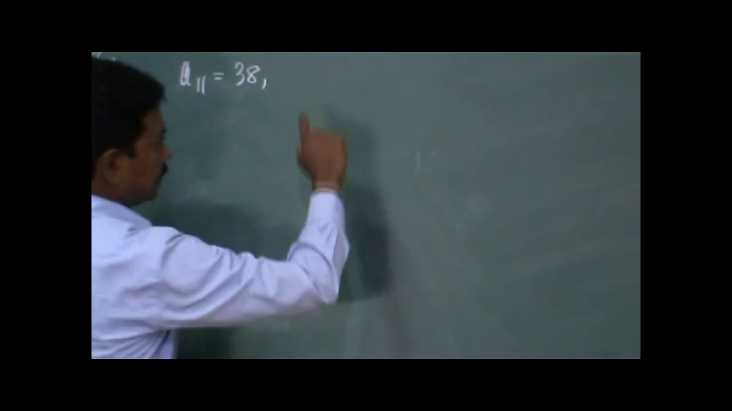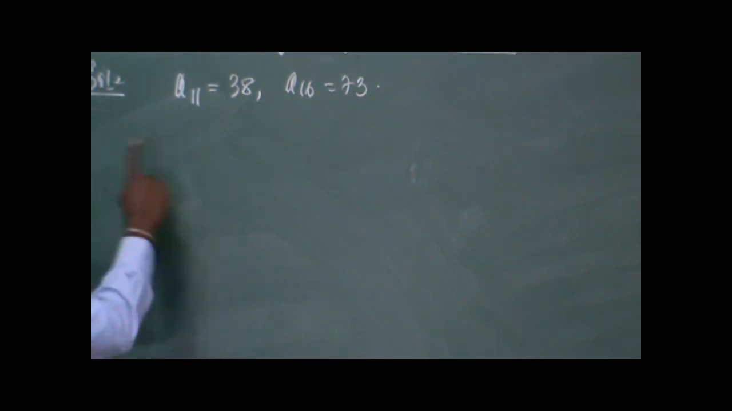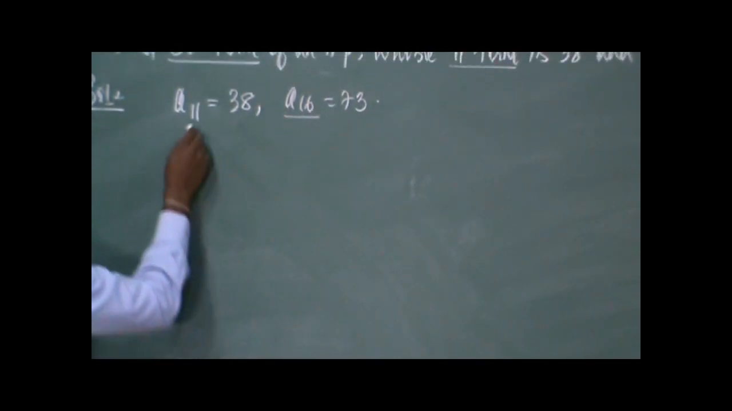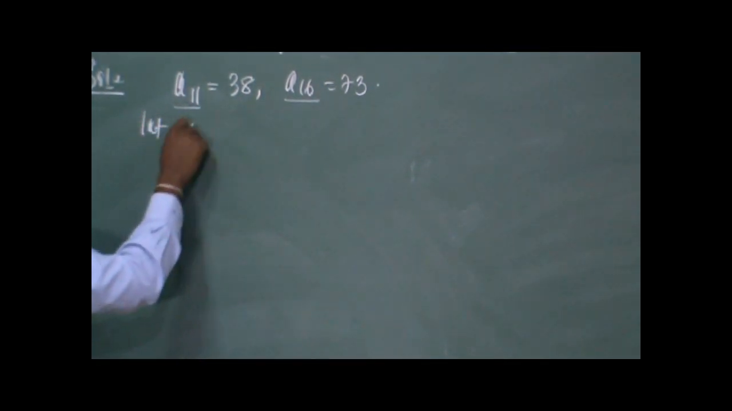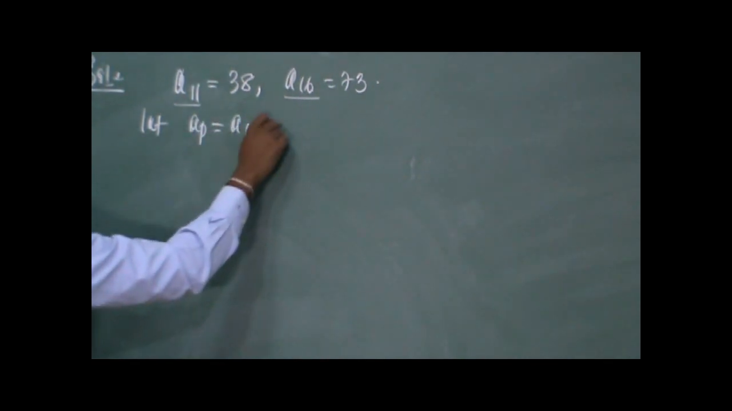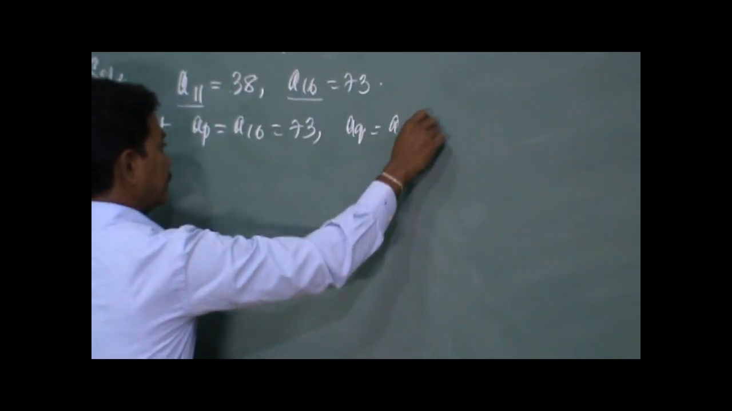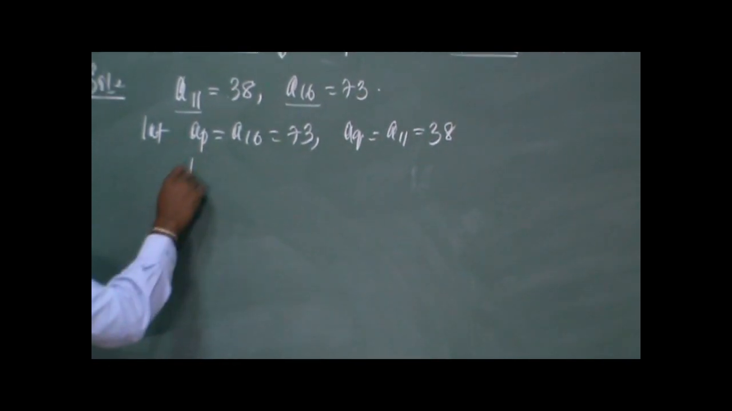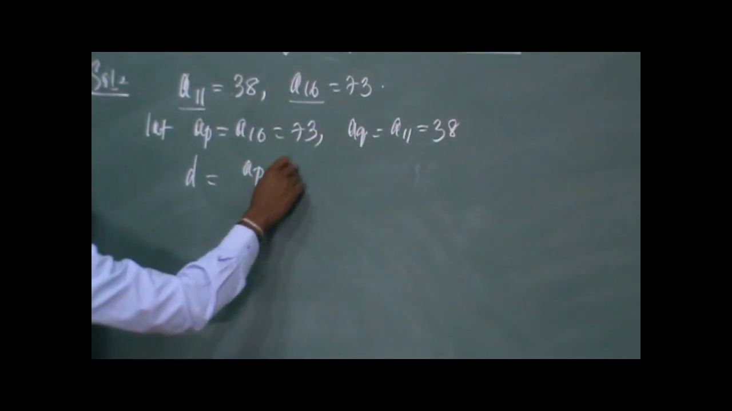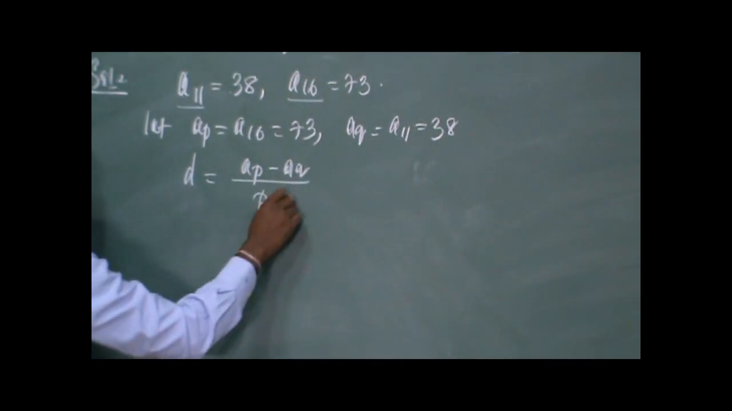Okay, so let us write the data. The 11th term, that is A11, is equal to 38, and the 16th term, A16, is equal to 73. Which is the bigger term, which is the smaller term? Here A16 is the bigger term and A11 is the smaller term. So let AP is equal to A16 is equal to 73, AQ is equal to A11 is equal to 38. You know the formula, D is equal to (AP minus AQ) by (P minus Q).